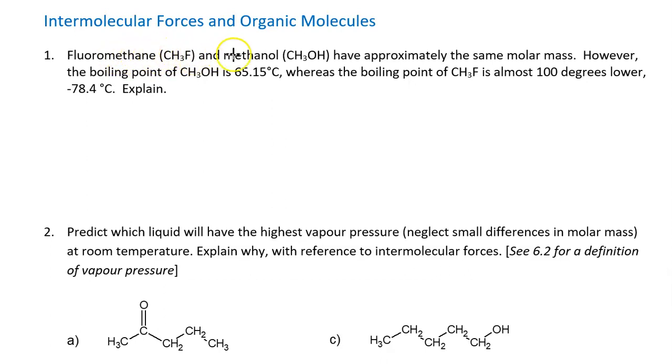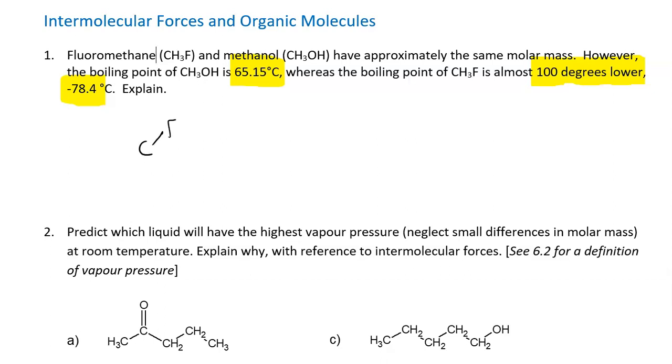We have fluoromethane, CH3F, and methanol, CH3OH, which have approximately the same molar mass. You could add it up if you want, or take their word for it. However, the boiling point of methanol is 65.15 degrees Celsius, whereas the boiling point of fluoromethane is almost 100 degrees lower, negative 78.4. Explain.